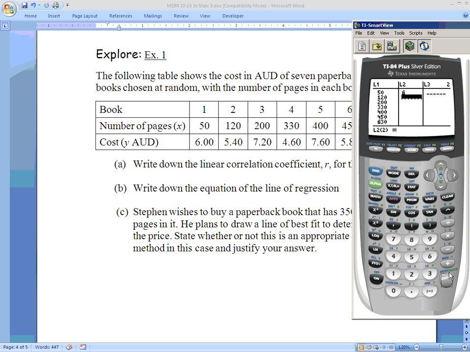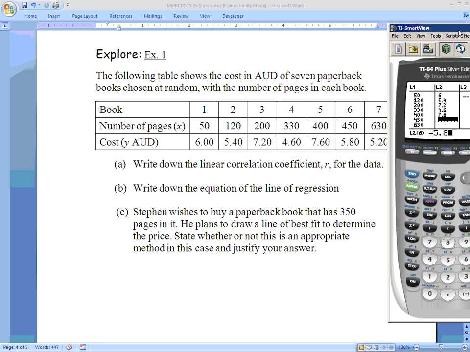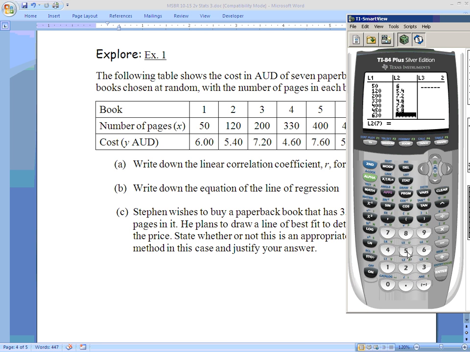So we have a correlation anyway. Oops, I don't know why I wrote 6.5. It's 5.4. 0.4 and 7.2, 4.6, 7.6, 5.8, and 5.2. Make sure that when you're done, your lists have the same amount of data, meaning that they end at the same spot, and I can see that mine do.